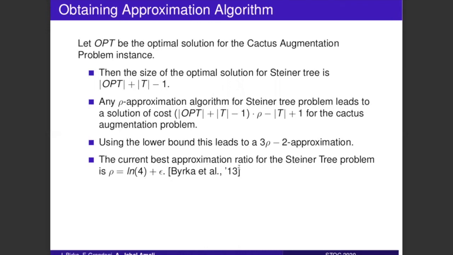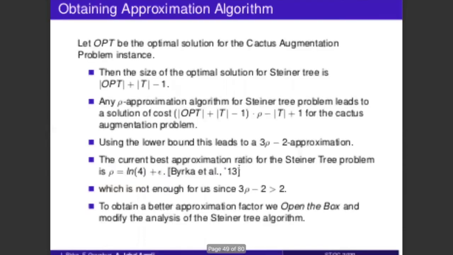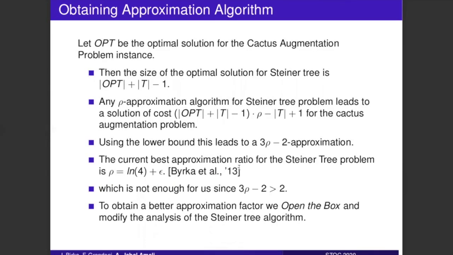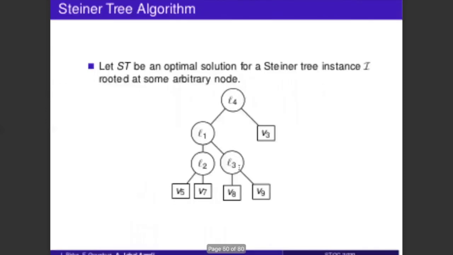In 2013, and unfortunately, this is not enough for us since 3 rho minus 2 is more than 2, and we are still not able to break the barrier of 2. However, to obtain a better approximation factor, what we do is that we basically open the box and we go through this paper and we try to modify the analysis such that we can achieve a better bound for our instance, which is a more restricted Steiner Tree instance.